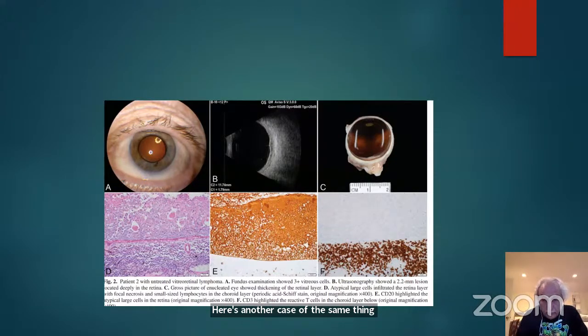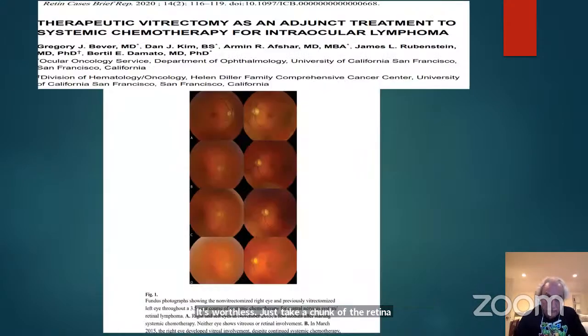Anterior to Bruch's membrane, CD20 positive, rare CD20 cells below Bruch's membrane, and the reverse, plenty of CD3 inflammatory cells below Bruch's membrane and none anterior. Don't do a chorioretinal biopsy. It's worthless. Just take a chunk of the retina, and you can laser around it if you want to.